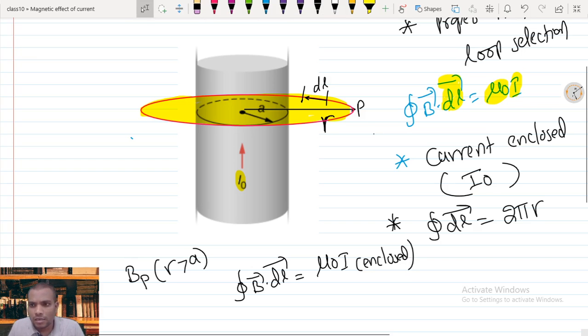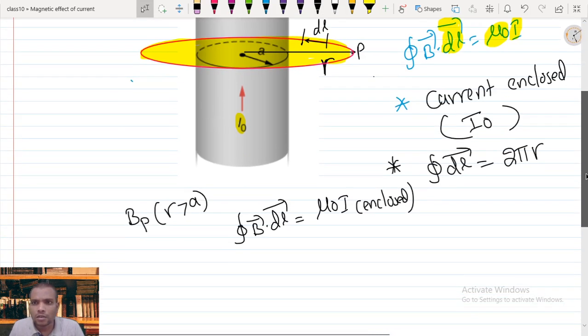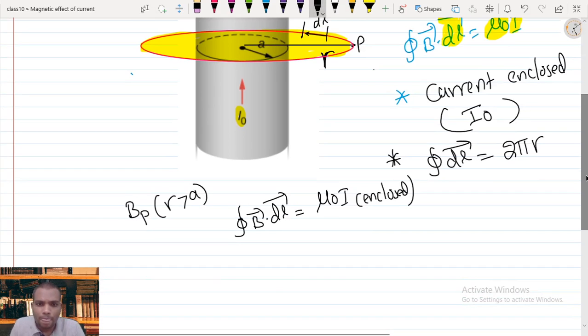So substitute the values. Here we have all the values. So B bar, which we need to find. I will take out of the integration the closed integral of dl bar, equal to mu naught, which is constant. Here the current enclosed has the value I naught.